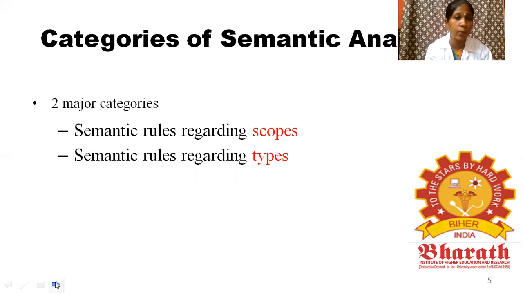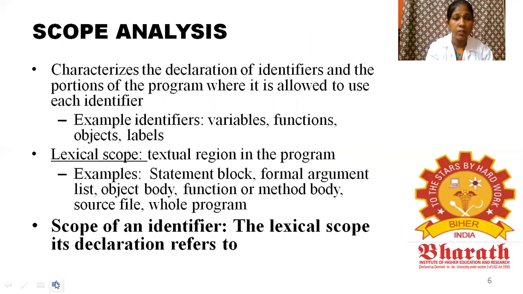Now we are going to see the categories of semantic analysis. The semantic rules are segregated into two categories: one with scope and the other with types. First we are going to see scope analysis. Scope analysis characterizes the declaration of identifiers and the portions of the program where each identifier is allowed to be used.